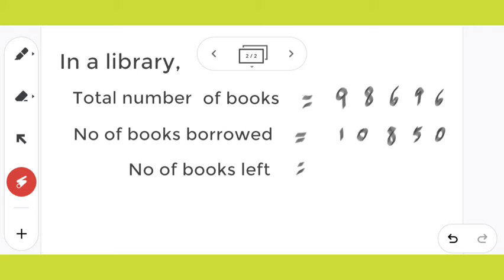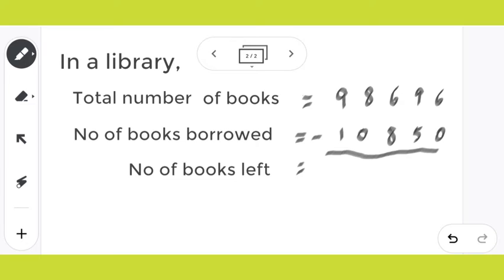So here you will arrange the digits in order in their places: ones place, tens place, hundreds, thousands and ten thousands. You will keep it in order, then you will do the subtraction. So since you have to find the number left, you have to do the minus, isn't it? So I am writing minus here.